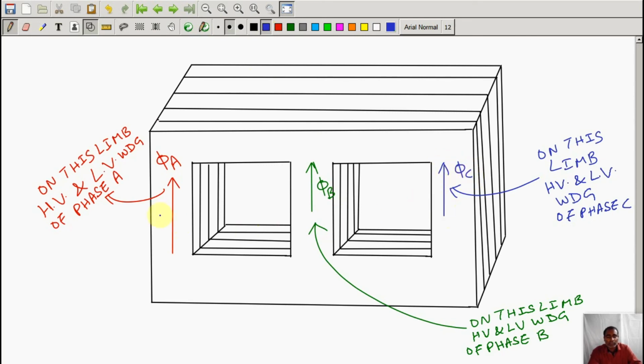So that is the reason it was said that the windings on the HV and LV side should be drawn parallel to each other, because both the high voltage and low voltage windings for all three phases A, B, C are mounted on the same limb. On this limb, the high voltage and low voltage winding of phase A is wound. So obviously the phase induced EMF will be in the same phase, because they are mounted on the same limb. The same thing goes for the others. That is the reason we have shown it this way.